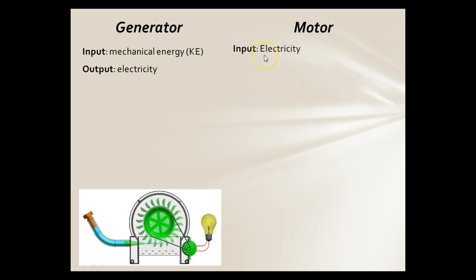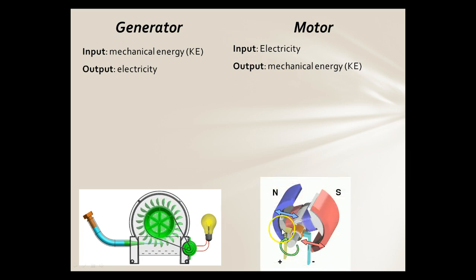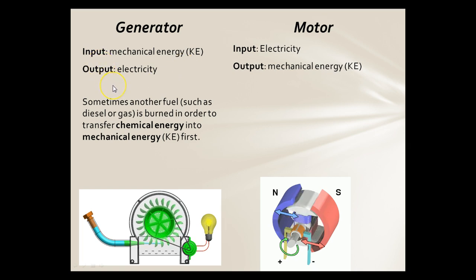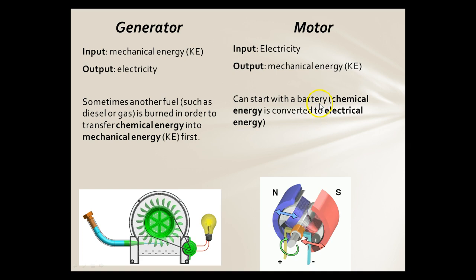A motor is going to be different. What you put into it is electricity, and what you get out of it is rotation. You're going to get mechanical energy. Here we have roughly a motor right here. Electricity is going in, and it's going to cause this thing to rotate around and around and around. With generators, sometimes there's another fuel like diesel or gas that is burned in order to transfer that chemical energy into mechanical energy first. But in the end, we need to make mechanical energy because that will get converted into electricity. With a motor, sometimes you can start with a battery, where you're using chemical energy, converting that into electrical energy. That's what's going to convert it eventually into our output there.